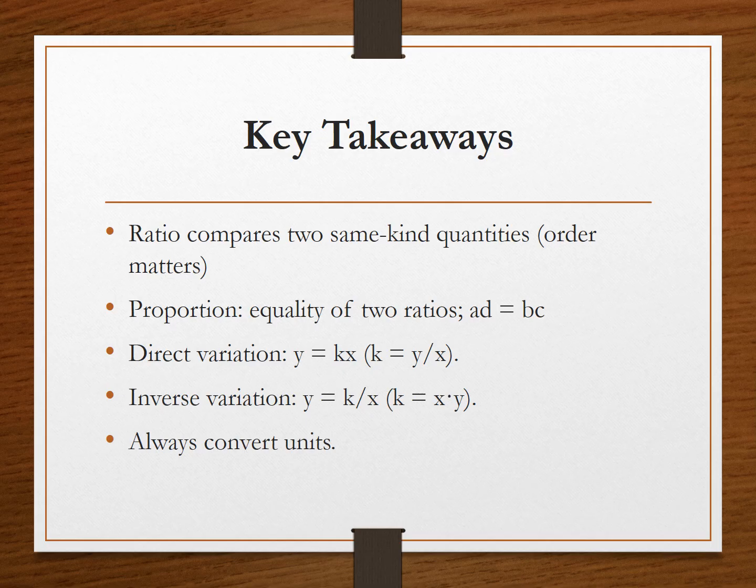Now we have learned about two types of variation. First is direct variation: if y varies directly to x, this relationship can be written as y = kx, and to find the value of k, we use the relationship k = y/x. And the second type of variation is inverse variation: if y varies inversely to x, this relationship can be written as y = k/x, and to find the value of k, we write the relationship k = x × y. Remember, always convert units.